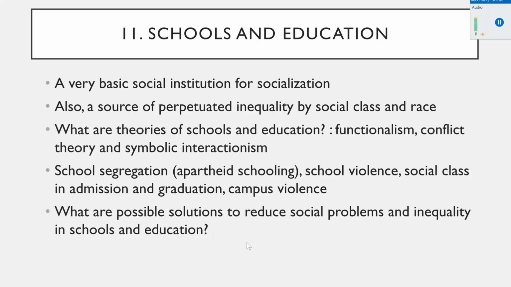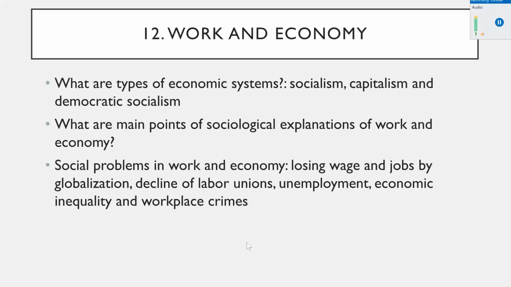So we need to see what the best or appropriate actions are for schools and education. And work and economy, which is the very basic system of getting income. Socialism, capitalism, and democratic socialism are the major economic systems, and the sociological explanations of work and economy are functionalism, conflict theory, and symbolic interactionism. Functionalists think that work and economy are essential because they provide goods to society, and they can provide income for most people who are in need.